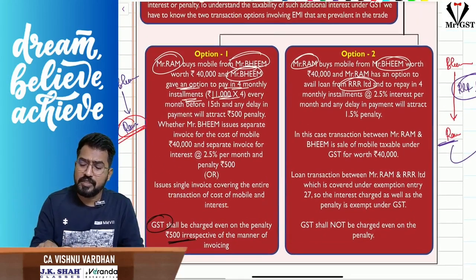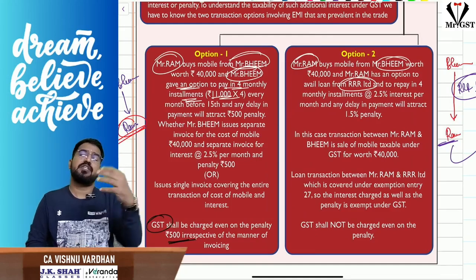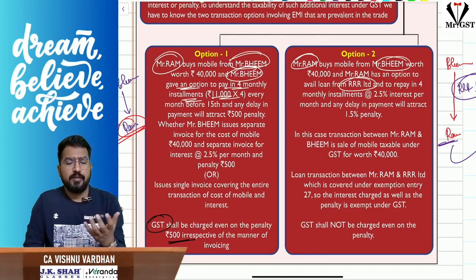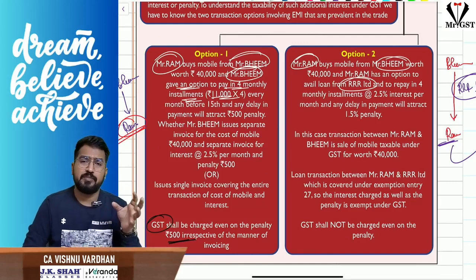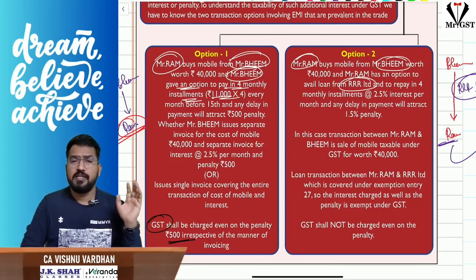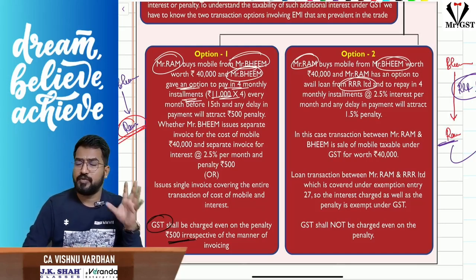So if you see, interest comes in two circumstances. One is the seller himself is allowing you some extra time to pay. For that he is collecting interest. That will be added to the value of supply. If you remember the value of supply chapter inclusions, that will be subjected to GST on the receipt of payment as per time of supply provisions, if you remember.